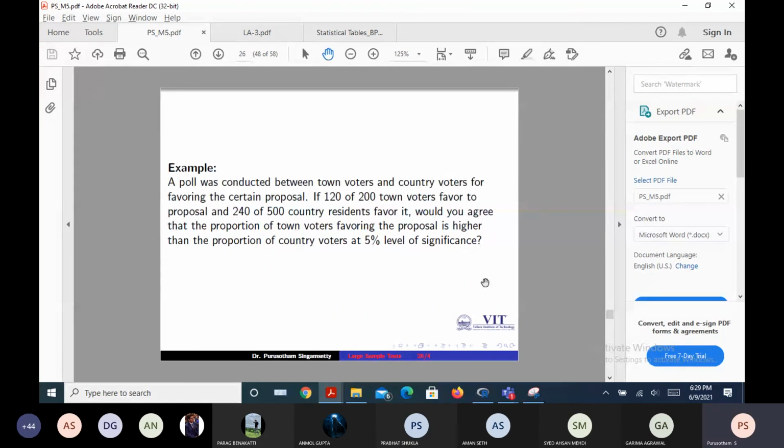One more question. A poll was conducted between town voters and country voters for favoring a certain proposal. If 120 of 200 town voters favor the proposal and 240 of 500 country residents favor it, would you agree that the proportion of town voters favoring the proposal is higher than the proportion of country voters at 5% level of significance?